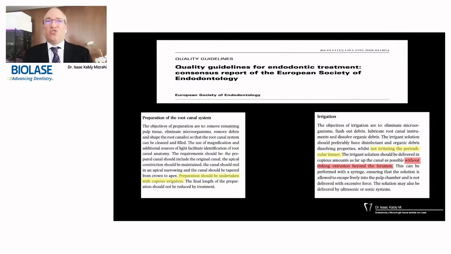Big endo institutions around the world have their own guidelines for root canal treatments. Most are the same and all concur on primum non nocere, or the first do no harm concept. They speak about copious irrigation without risking extrusion beyond the foramina. They speak about a solution with disinfection properties, not irritating the periradicular tissues.